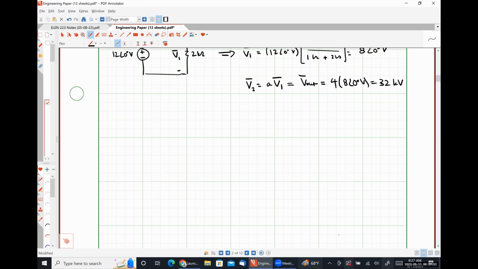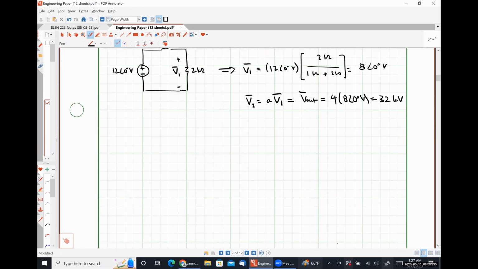Let's make this a smidge harder, not by much. Okay. So let's say that I have a 24 angle 0 degrees volt source here. A 1 kiloohm resistor here. Here's my transformer, which has a turns ratio of 1 to 2.